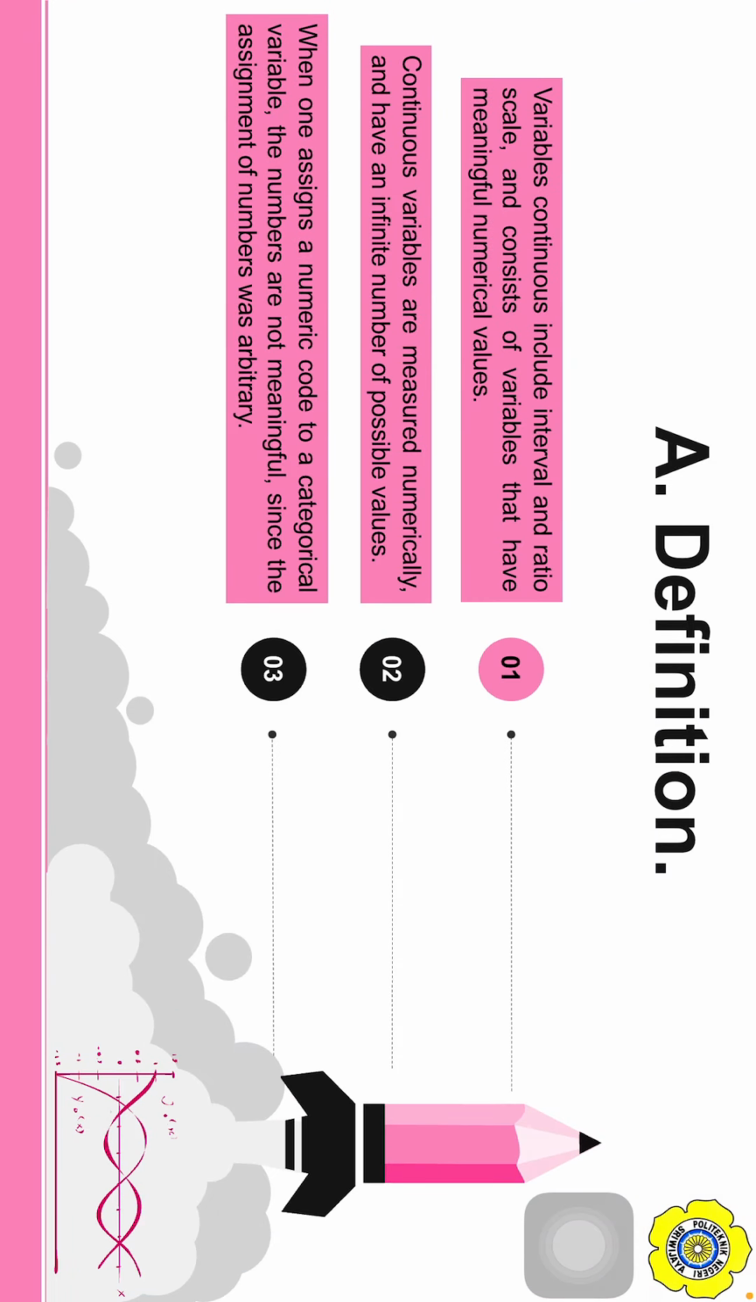Okay, what is the definition? The definition of these types includes interval and ratio scale and consists of variables that have meaningful numerical values. Continuous variables are measured numerically and have an infinite number of possible values. So, when we assign a numeric code to a categorical variable, the numbers are not meaningful since the assignment of number was arbitrary, or in Indonesian is take the rata-rata. Okay, go on to the next slide.